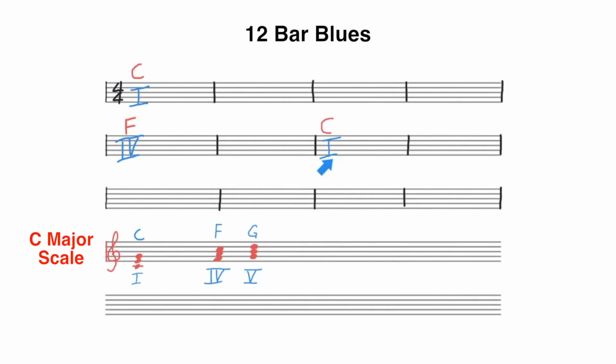and then we return to the 1, a C chord in the key of C. At the beginning of the 3rd line, or the 3rd phrase, we typically hit the 5 chord for 2 measures, and then finish off with the 1 chord for 2 measures.